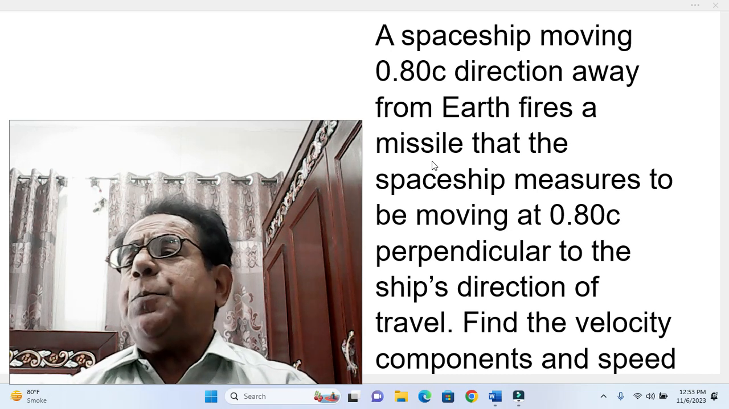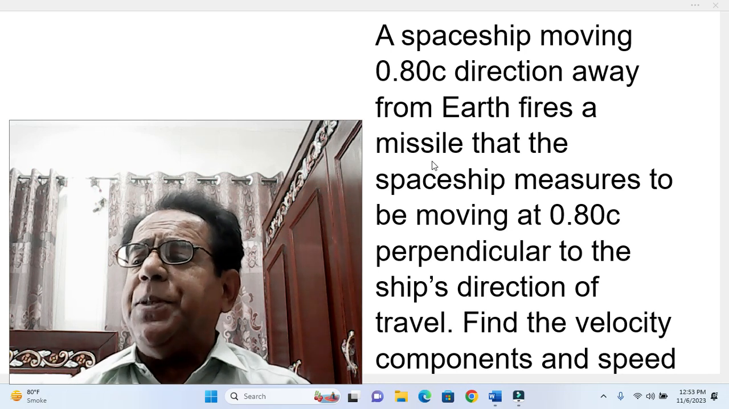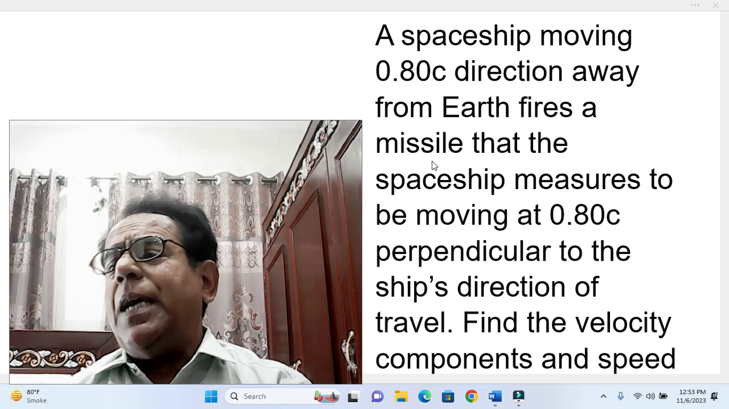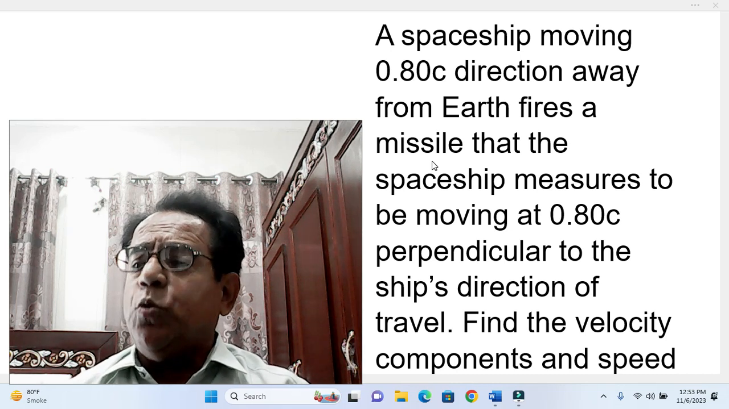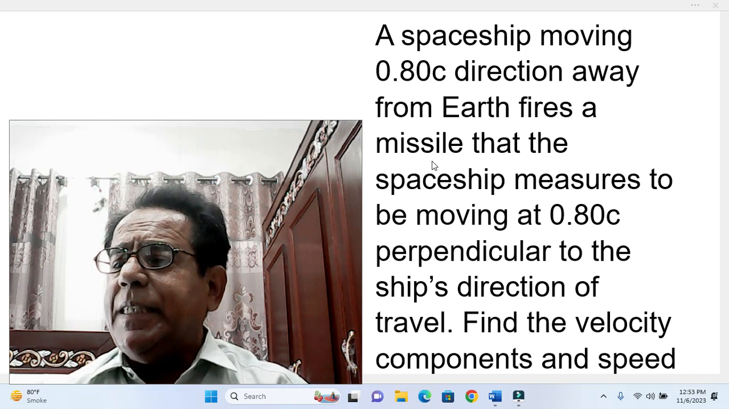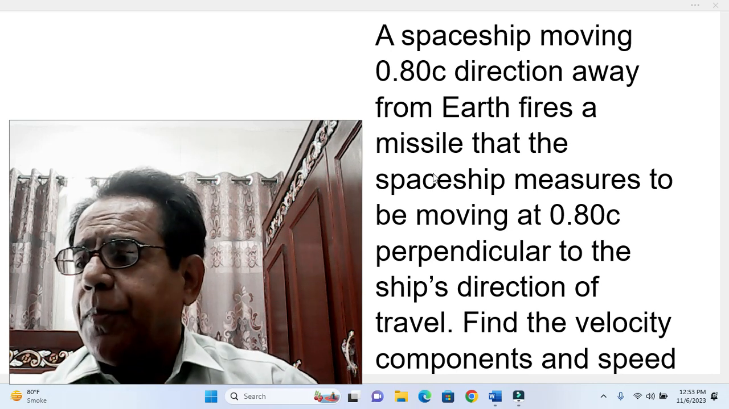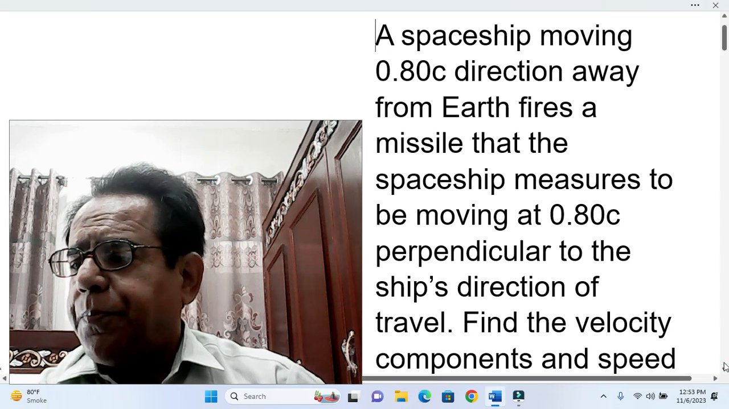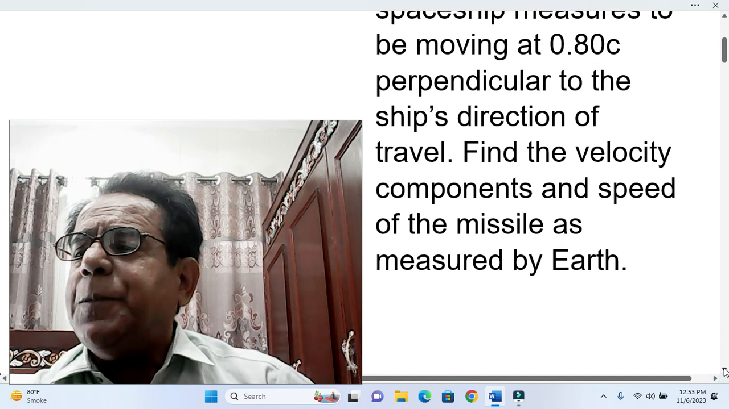Okay, a spaceship moving 0.80 c, where c is the speed of light, in a direction away from Earth, fires a missile that the spaceship measures to be moving at 0.80 c perpendicular to the ship's direction of travel. Find the velocity components and speed of the missile as measured by Earth.